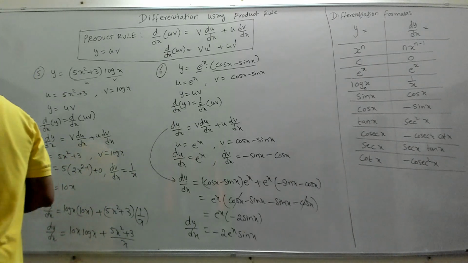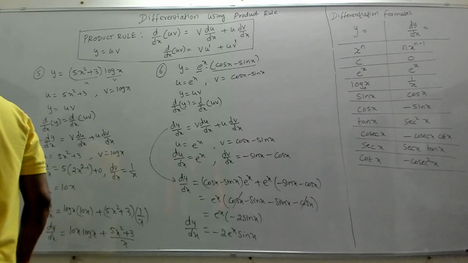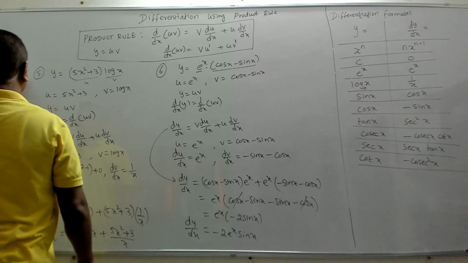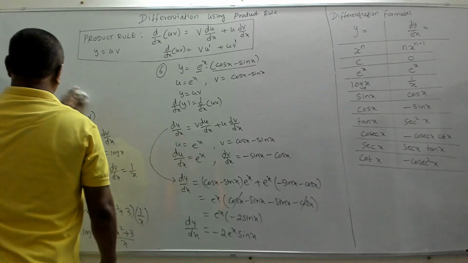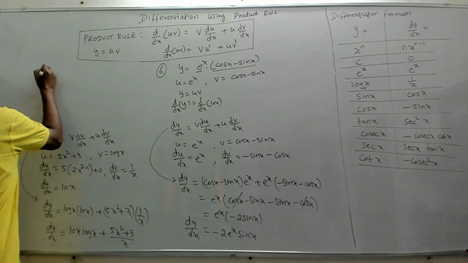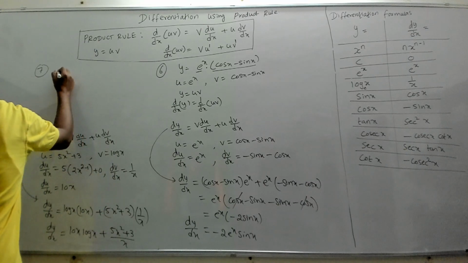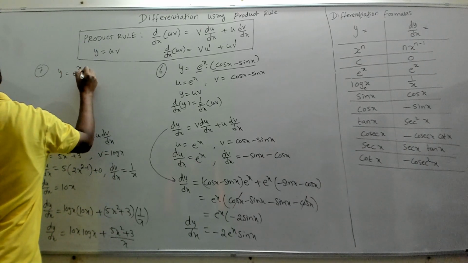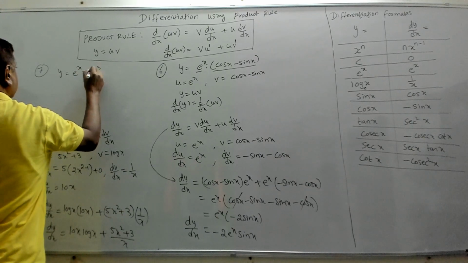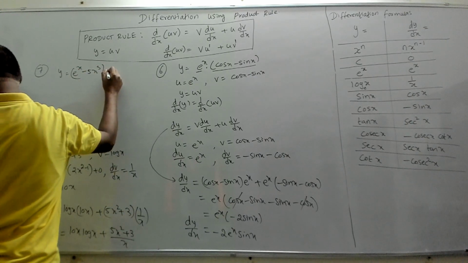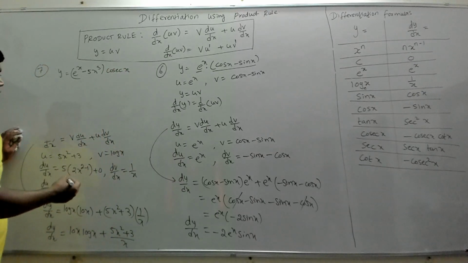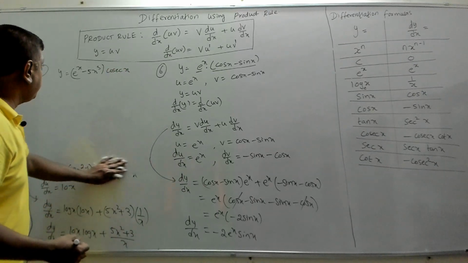We will go to the next problem, which is the 7th problem, which is y is equal to e power x minus 5x cube into cosecant x. Now we need to find the derivative of this.